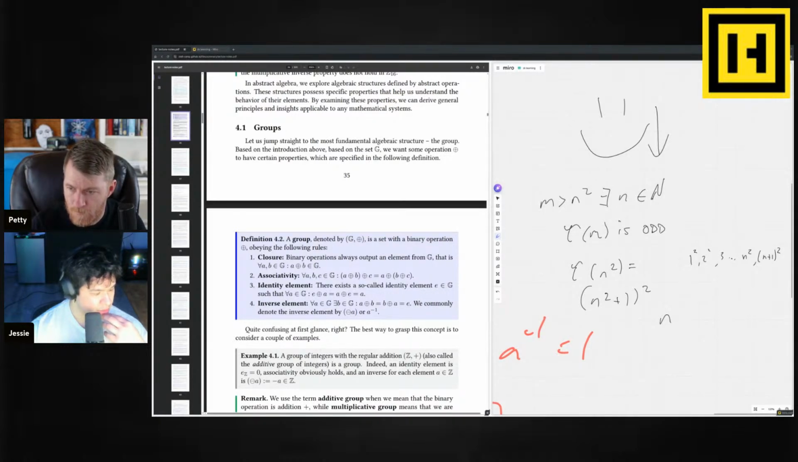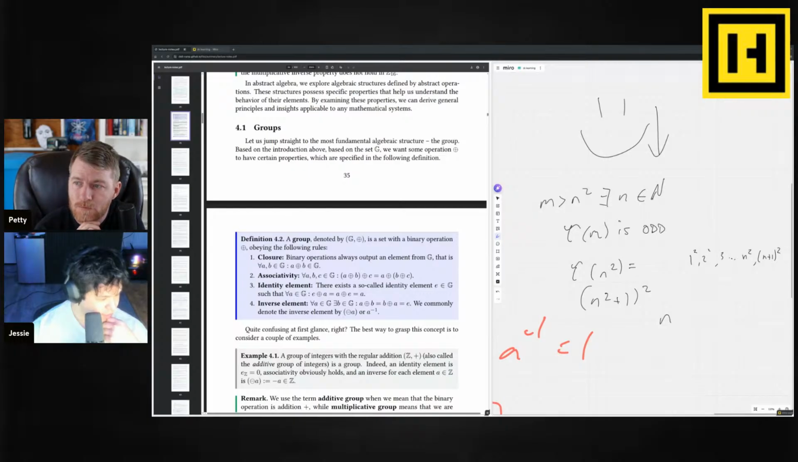Three, identity element. There exists a so-called identity element E in group G such that for all A belonging to the group G, E plus A equals A plus E equals A. Okay, so E is an identity element. Four, inverse element. For all A in group G, there exists some B belonging to G such that A plus B is equal to B plus A is equal to E.